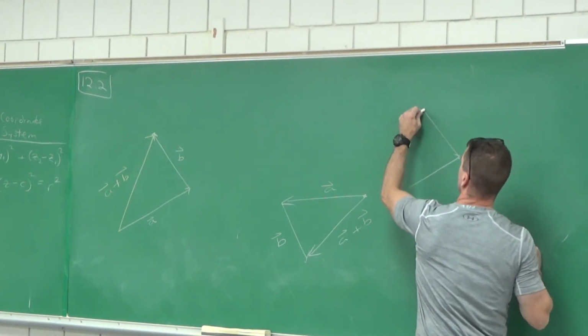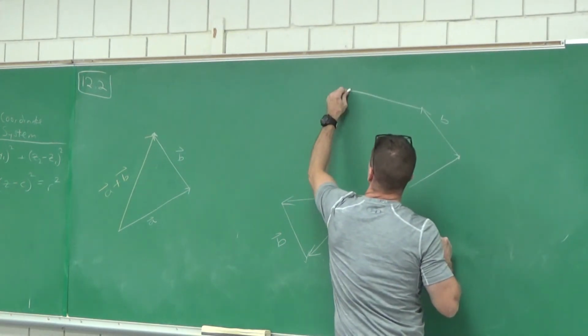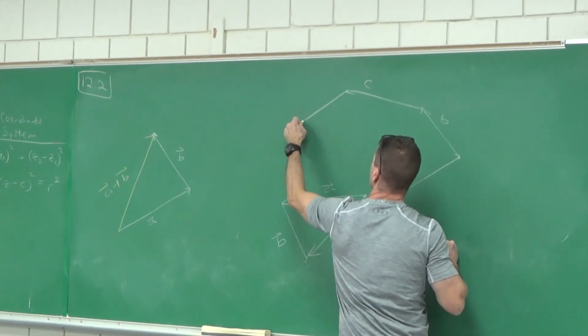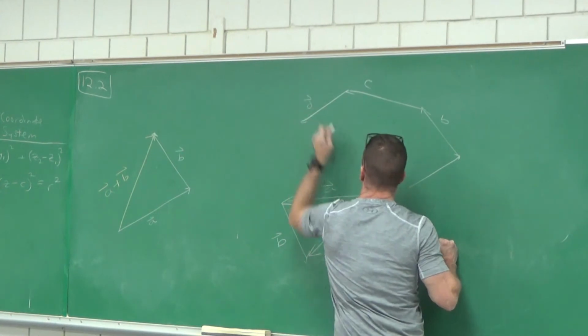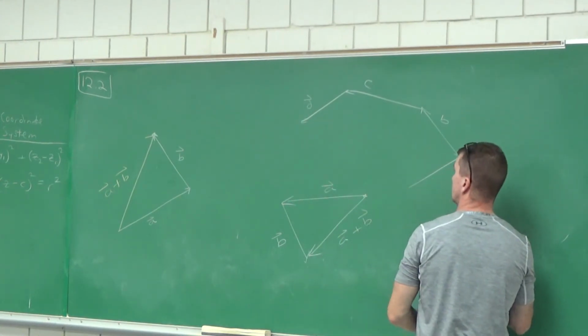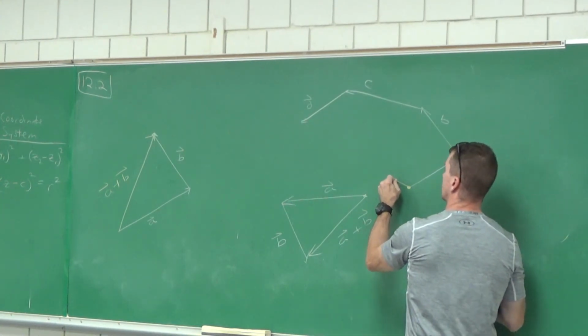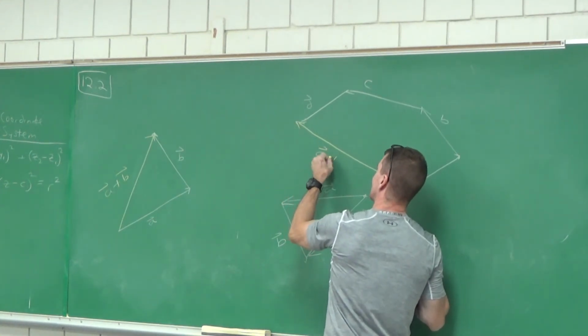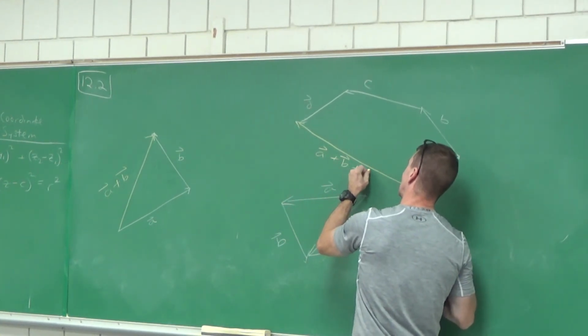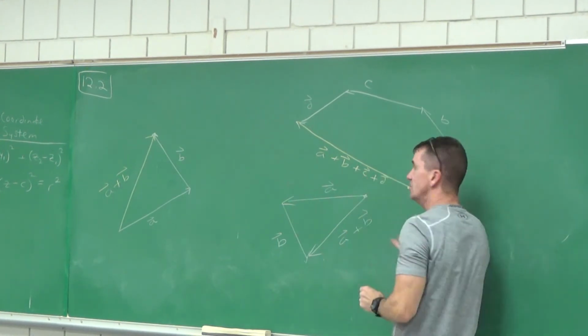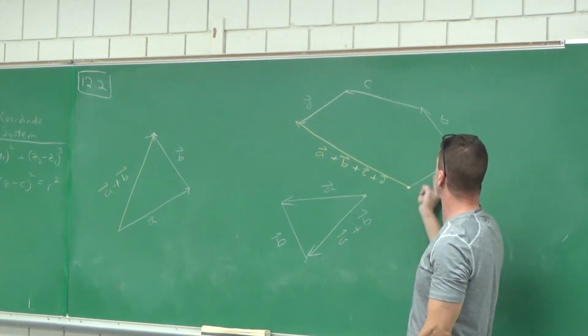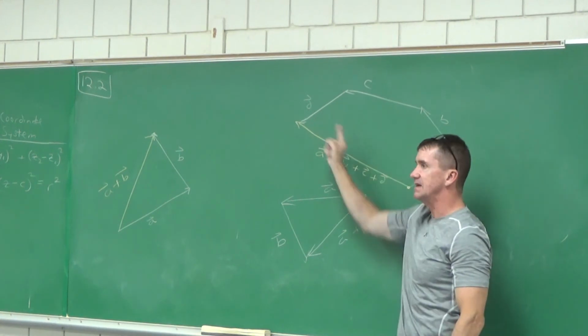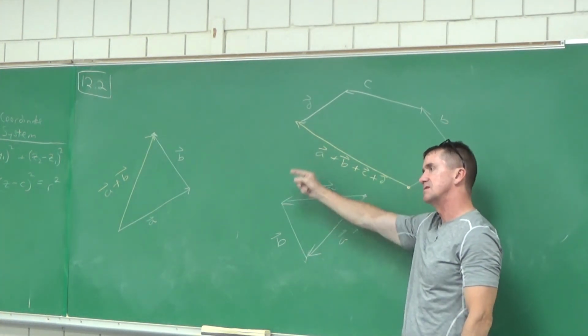Hey, what's this? A, B, C, D. What can I call, I'll put it in yellow, start here, stop there? A plus B plus C plus D. You got it? You're just extending the triangle law. You could have kept doing this, but that's what it is. Look: A to B, B to C, C to D. This would be A plus B plus C plus D.